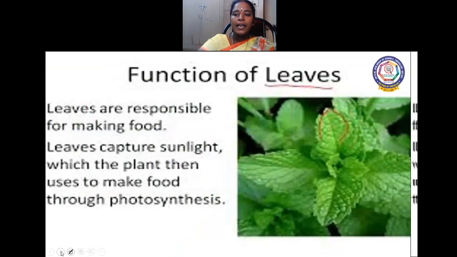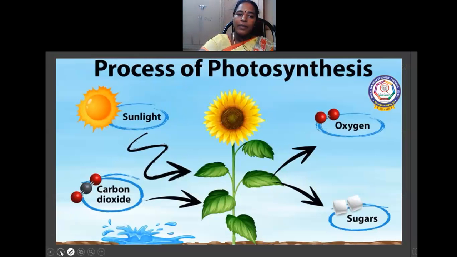Let me see about some functions of leaf. Leaves are responsible for making food. It is known as the kitchen of the plant. Leaves capture sunlight, which the plant uses to make food through photosynthesis. With the help of sunlight, carbon dioxide and water, it prepares food, and this is known as photosynthesis. Photo means light and synthesis means preparing food.